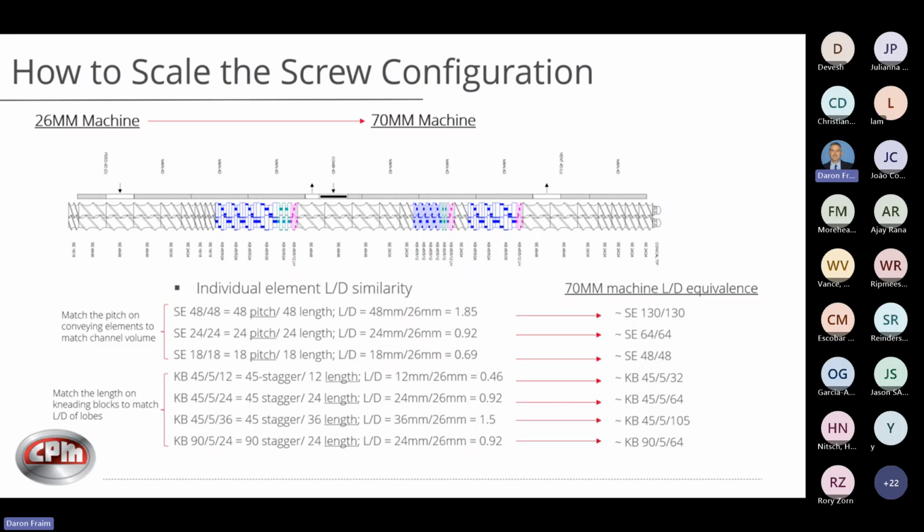Same thing on the kneading blocks. If I look at a 0.46D, for example, that first one on that 26 machine is 12 millimeter length. I want to be about a 32. Now you may look at these geometries on the right for a 70 and say, well, I don't have that exact dimension. So you want to get as close to that as you can.